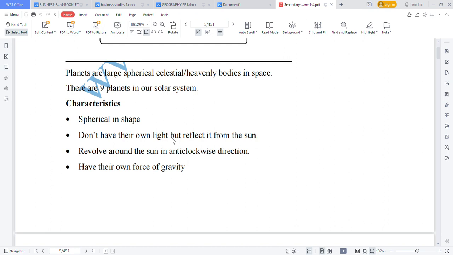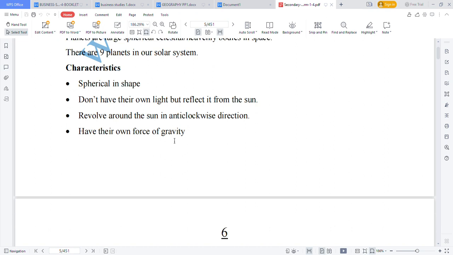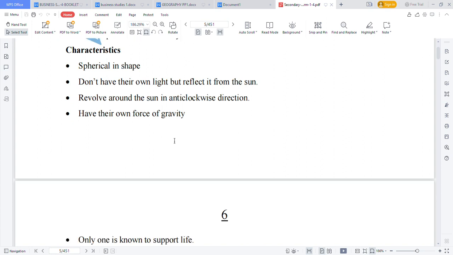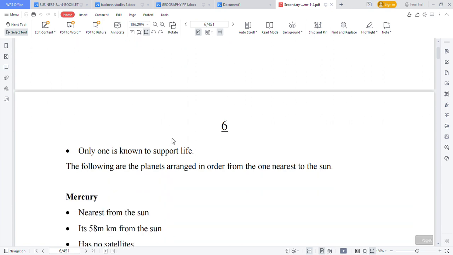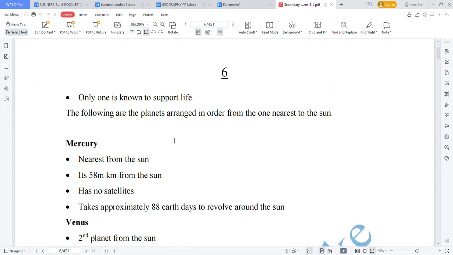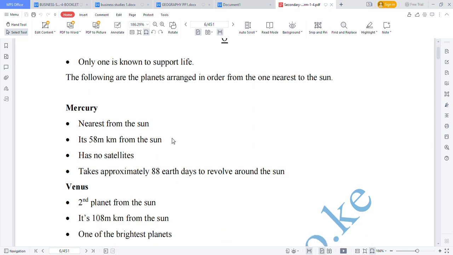What are the characteristics of planets? They are spherical in shape, don't have their own light but reflect it from the sun, revolve around the sun in anti-clockwise direction, have their own force of gravity, and only one is known to support life. So we are going to talk about these planets one by one.